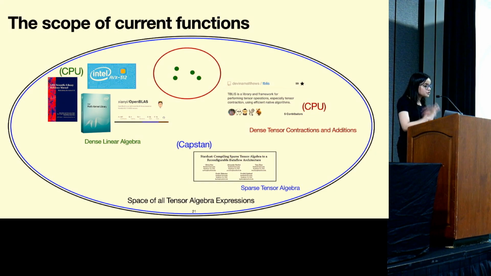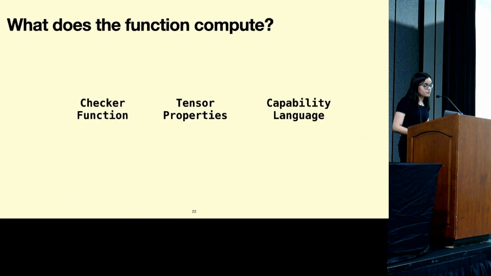And to capture this huge scope, we use three components. The first component is the most general component. It's a checker function, which is just written in C++. So it's just a C++ function that will return true or false if passed in a statement in our IR.